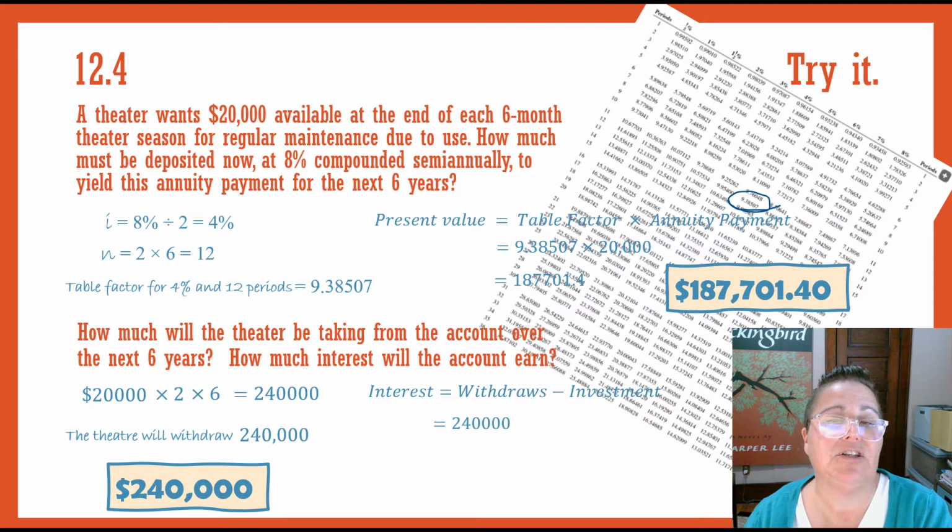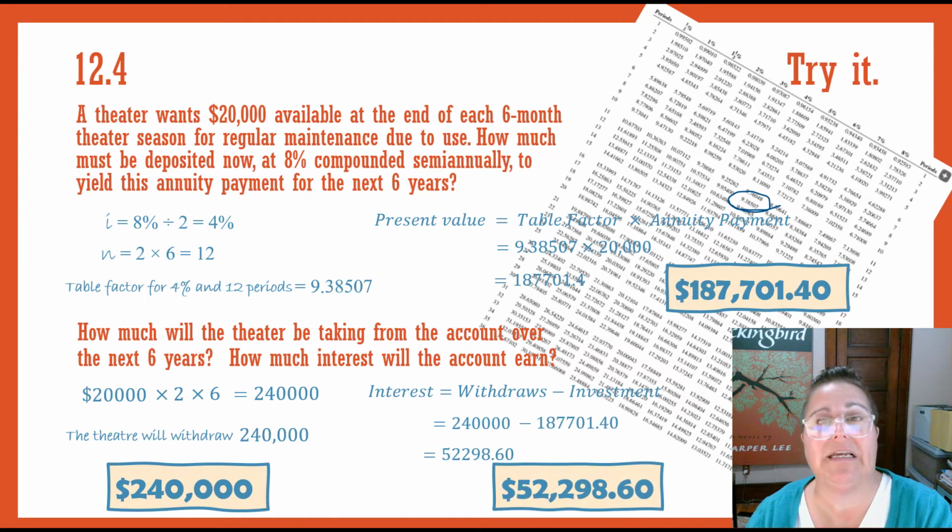So we're going to take the $240,000 that they will be withdrawing and subtract from it the $187,701.40 to get $52,298.60. That's the interest on this account. You got it? They can put less away because they're not withdrawing all at once. They're going to let it earn interest while they're withdrawing the money. That means they can put less away to start.